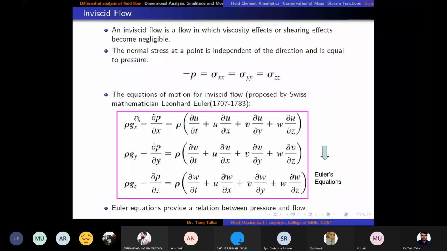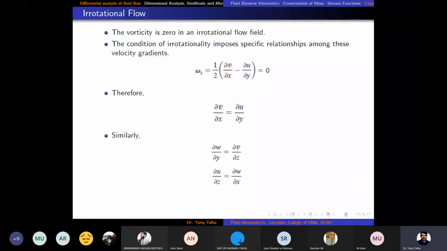After that, we discussed that for inviscid flow we can also take the assumption of irrotational flow, and a practical application of irrotational flow is uniform flow in the x direction, like parallel flow.